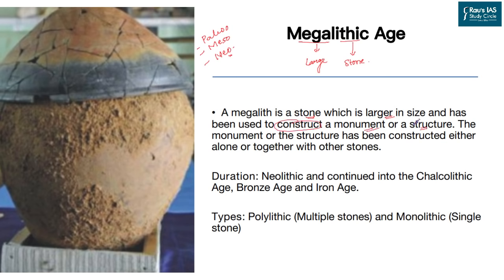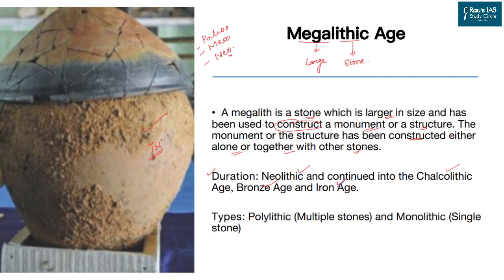When this art was refined, it was brought down to micro objects such as jars. As you can see, this is one of the evidences of megalithic found in South India, especially in the state of Tamil Nadu, where this age was vibrant. These monuments or structures have been constructed either alone or put together using other stones. The megalithic actually started at the end of the Neolithic and continued into the Chalcolithic, Bronze Age and even the Iron Age. Even some of the evidence, according to historians, proves that the Sangam Age in and around Madurai, which is in the existing Tamil Nadu, had some direct linkages with the Megalithic Age people.